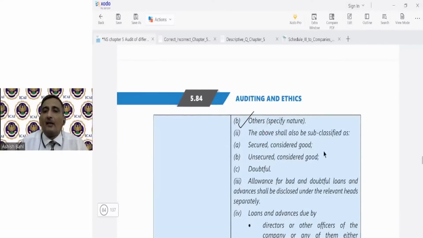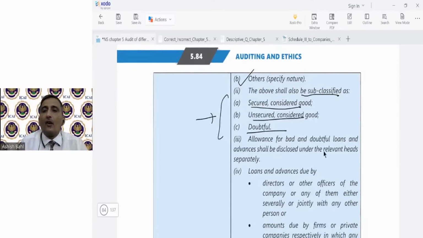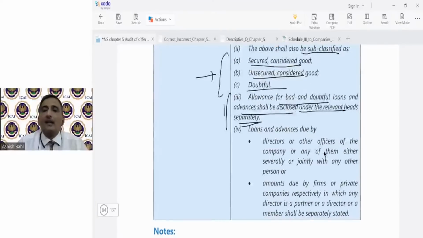So the above shall also be sub-classified as, again, the same requirements: secured considered good, unsecured considered good, doubtful. So allowance for bad and doubtful loans and advances shall be disclosed under the relevant heads. Again, similar requirement. And loans and advances due by directors or other officers of the company or any of them, either severally or jointly with any other person.